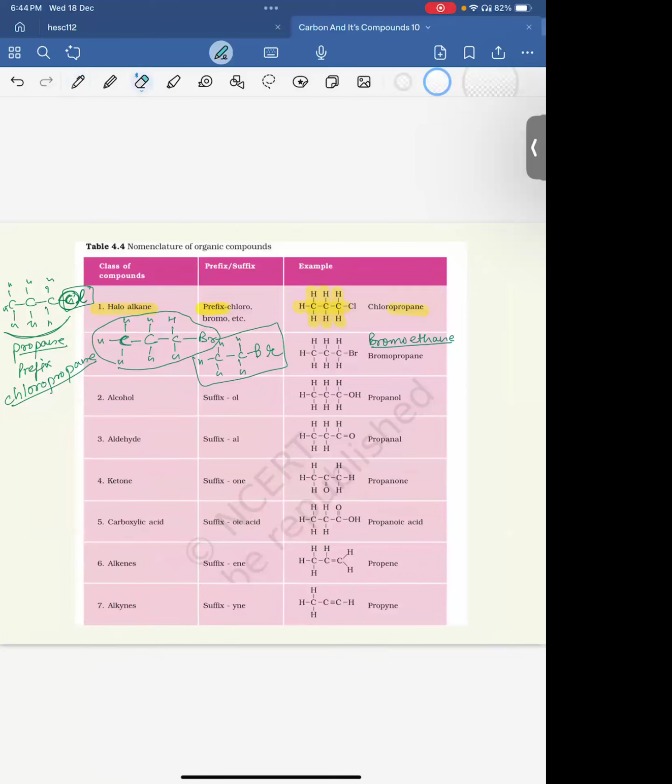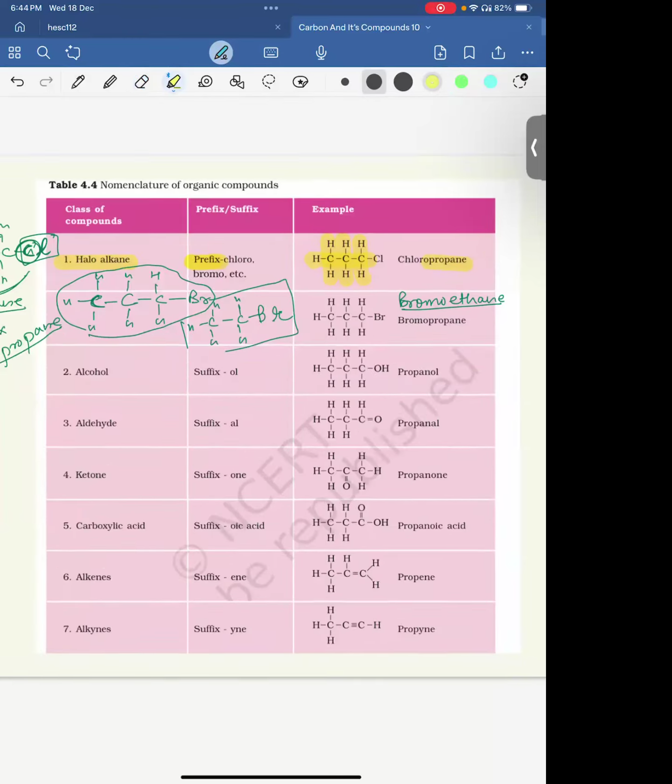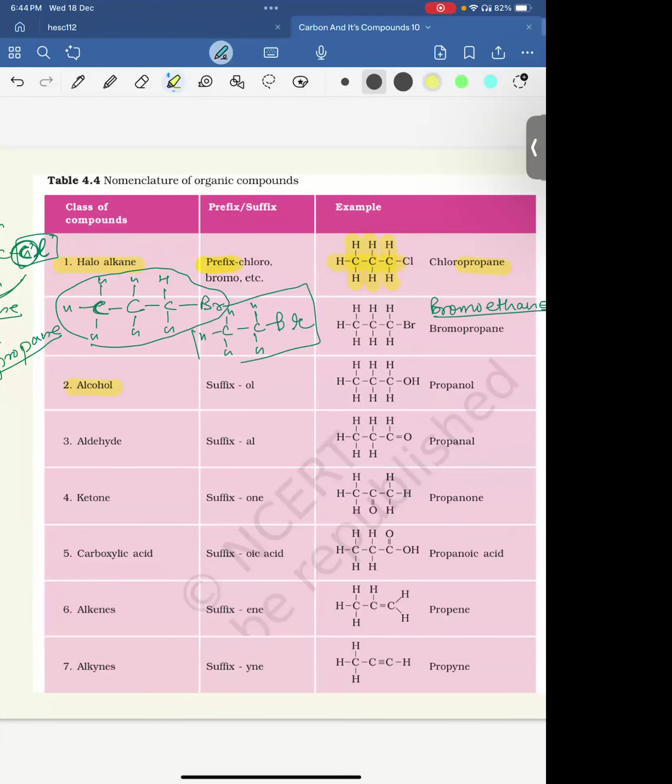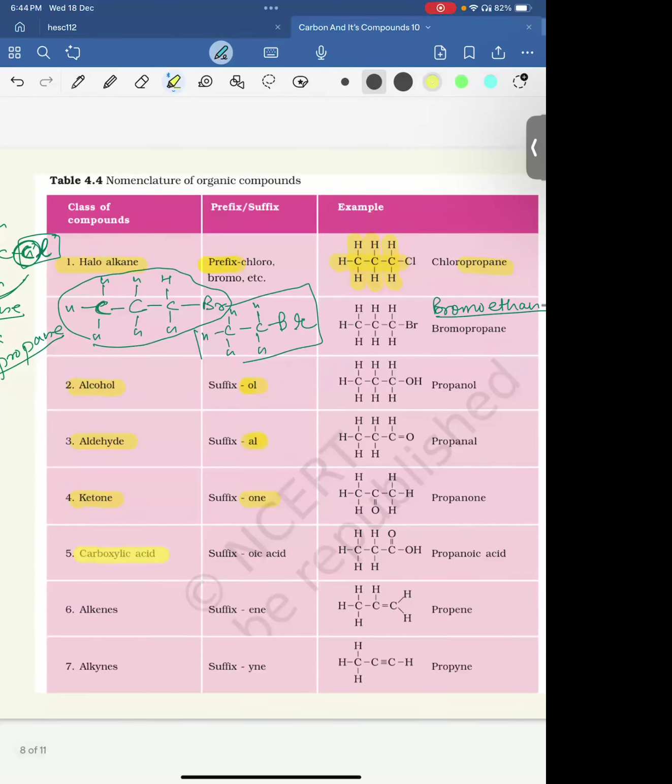Now, if we are taking other functional groups, all for alcohols and the rest of them, we'll add them as suffix. So remember this: for alcohol, the suffix will be ol. For aldehyde, the suffix will be al. For ketone, the suffix will be one. For carboxylic acid, the suffix will be oic acid. For alkenes, it's ene. For alkynes, it's yne.